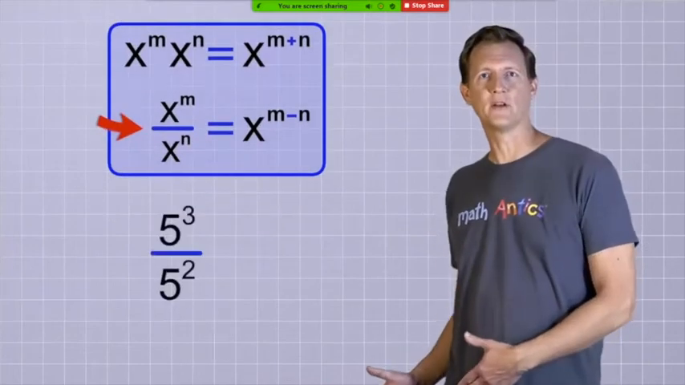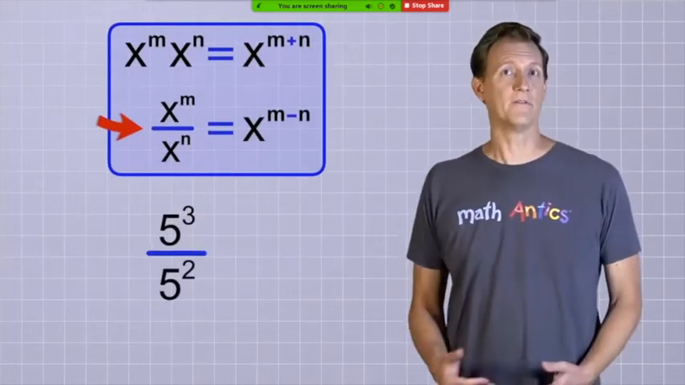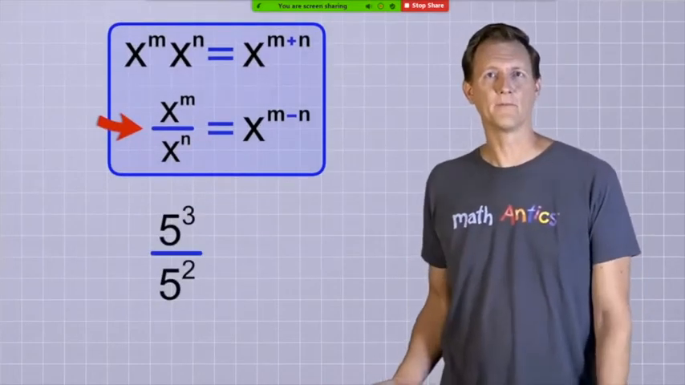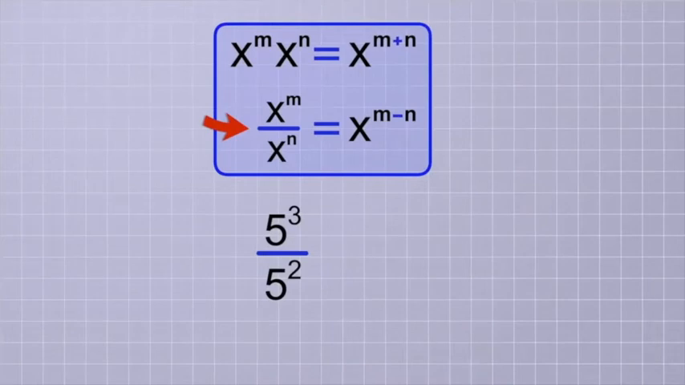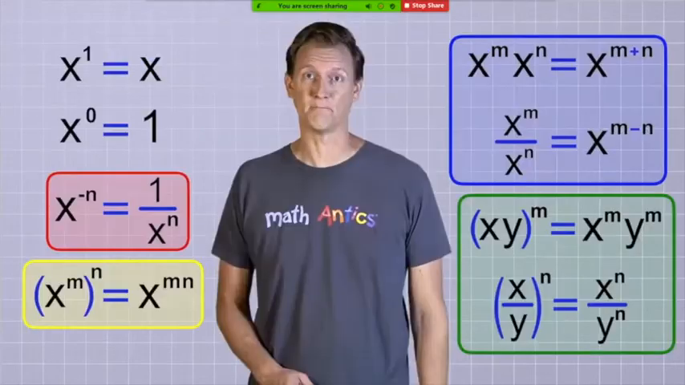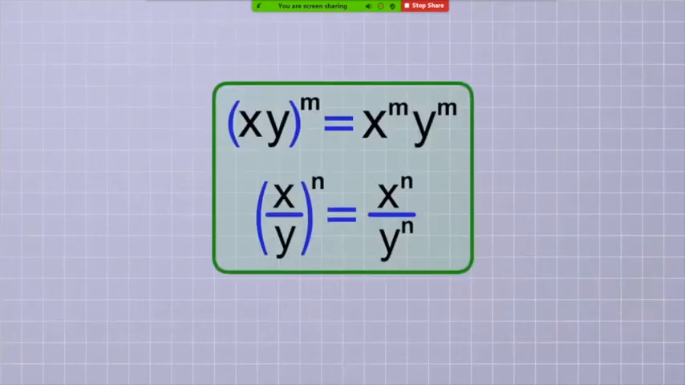Suppose we have the expression 5 to the third power divided by 5 to the second power. Our law says that we can simplify this by subtracting the exponents. Specifically, we take the exponent on the top and subtract the exponent on the bottom from it. If we do that, the simplified version would be 5 to the power of 3 minus 2, or 5 to the first power.